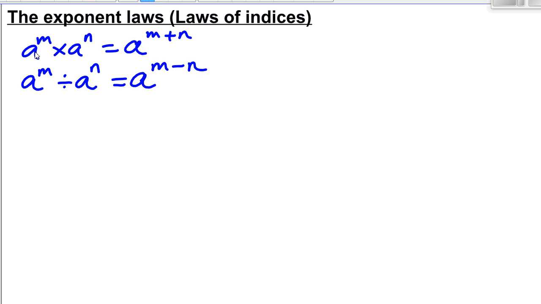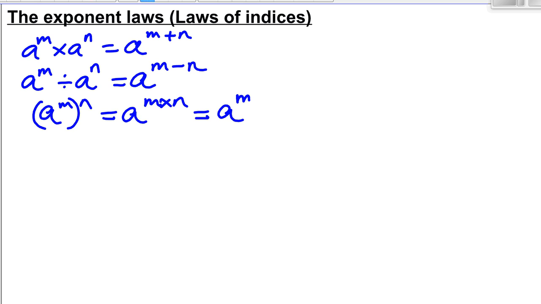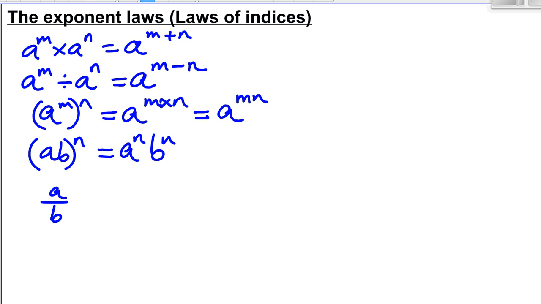And if you have a power over power, it will be equal to a to power m multiplied by n, or you can write that as a^(mn). If you have (ab) to power n, that will be a to power n, b to power n. If you have (a over b) to the power of n, that will be a to power n over b to power n.